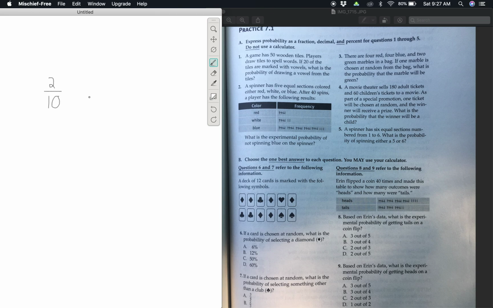So 2/10 as a decimal is 0.2. You should know this if you know your equivalent chart for fractions and decimals. And then we also know that that is 20%. Okay, so you have 2/10, 0.2, and 20%.